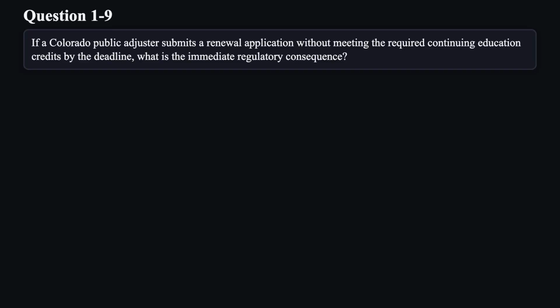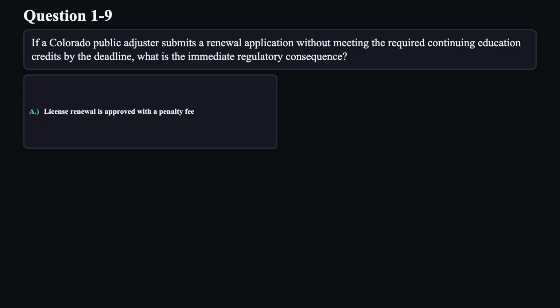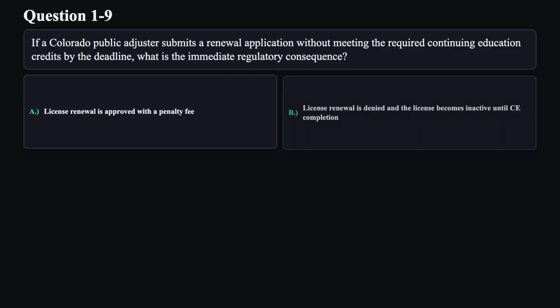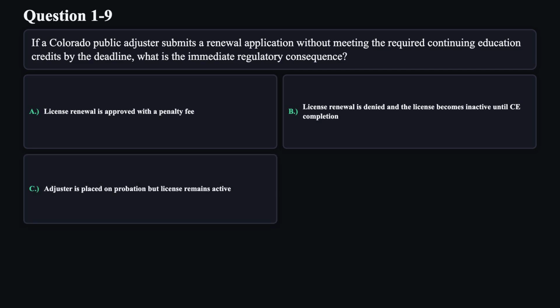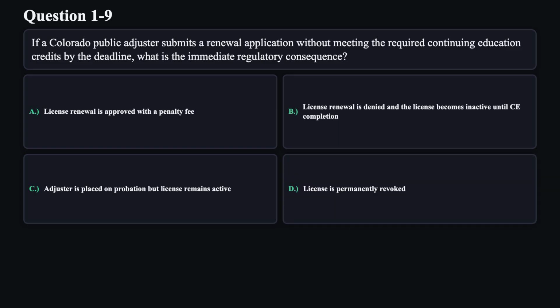Question 9. If a Colorado public adjuster submits a renewal application without meeting the required continuing education credits by the deadline, what is the immediate regulatory consequence? A. License renewal is approved with a penalty fee. B. License renewal is denied, and the license becomes inactive until CE completion. C. Adjuster is placed on probation but license remains active. D. License is permanently revoked.